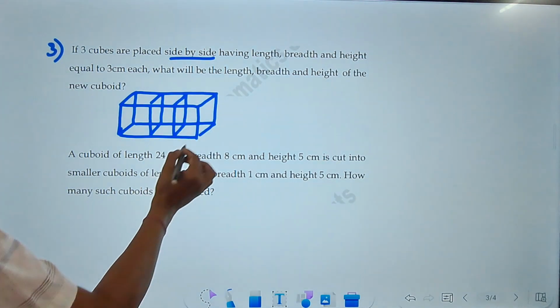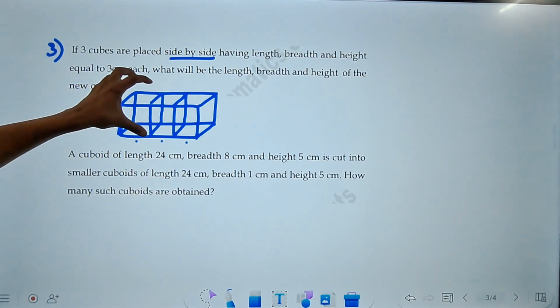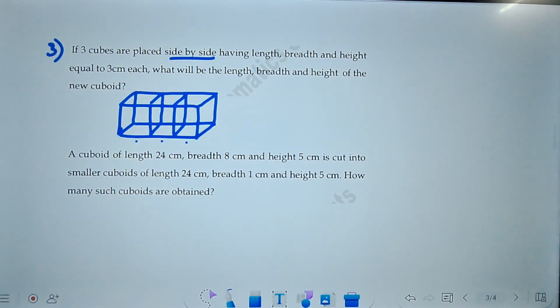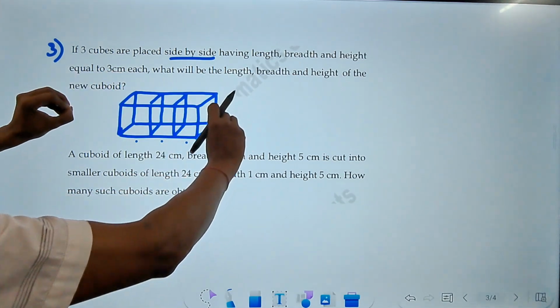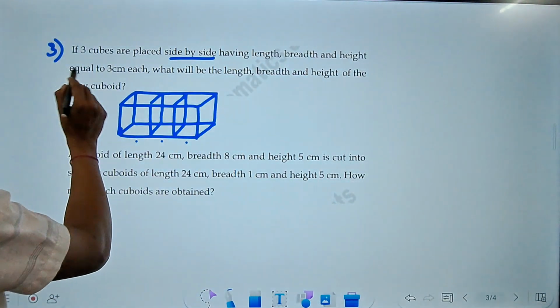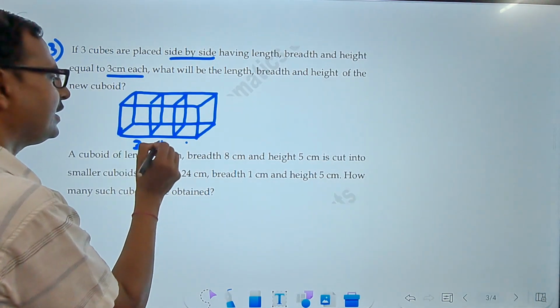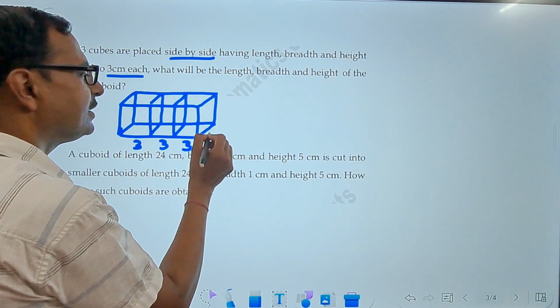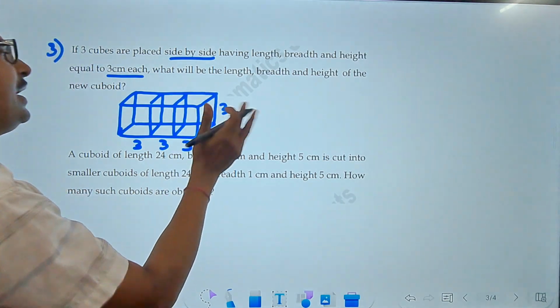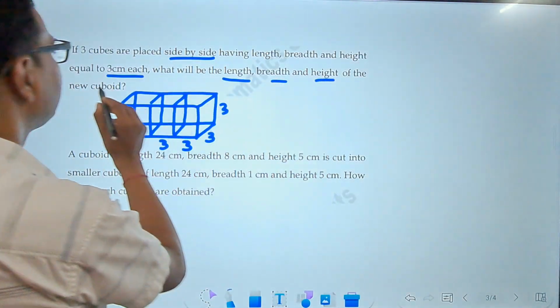Now watch this. Can you see 1, 2 and 3 cubes which are placed side by side, and we get a big cuboid. The length, breadth and height equal to 3 centimeter. So everywhere it is 3. Here it is 3, here it is 3, here it is 3. The breadth is 3, the height is 3. Everywhere it is 3. So what will be the length, breadth and height of the cuboid?